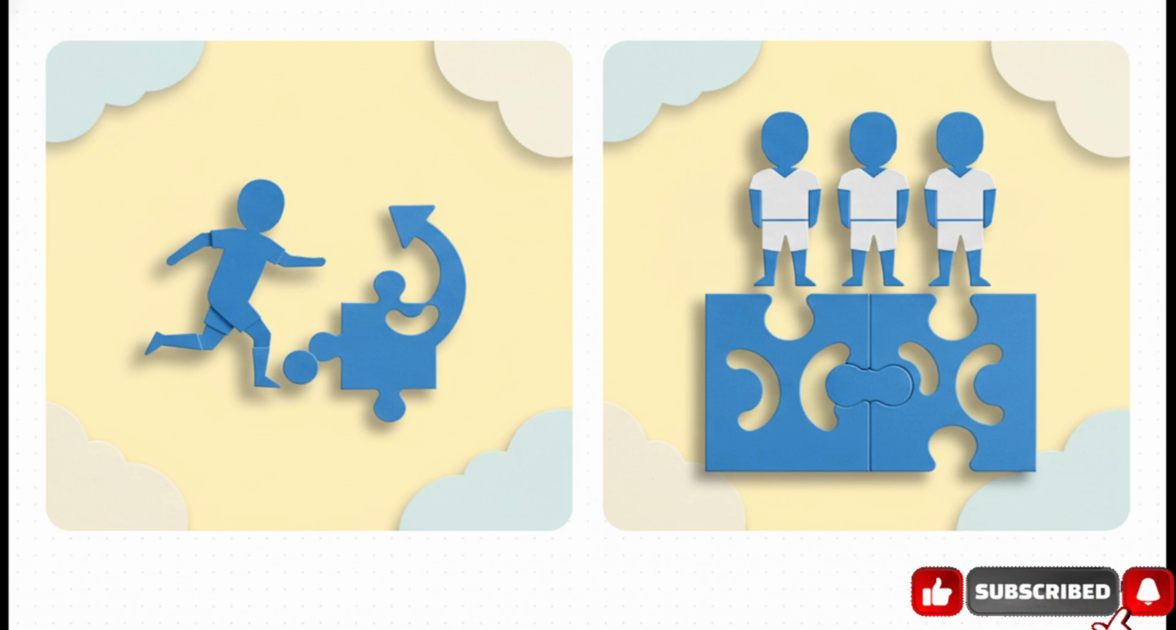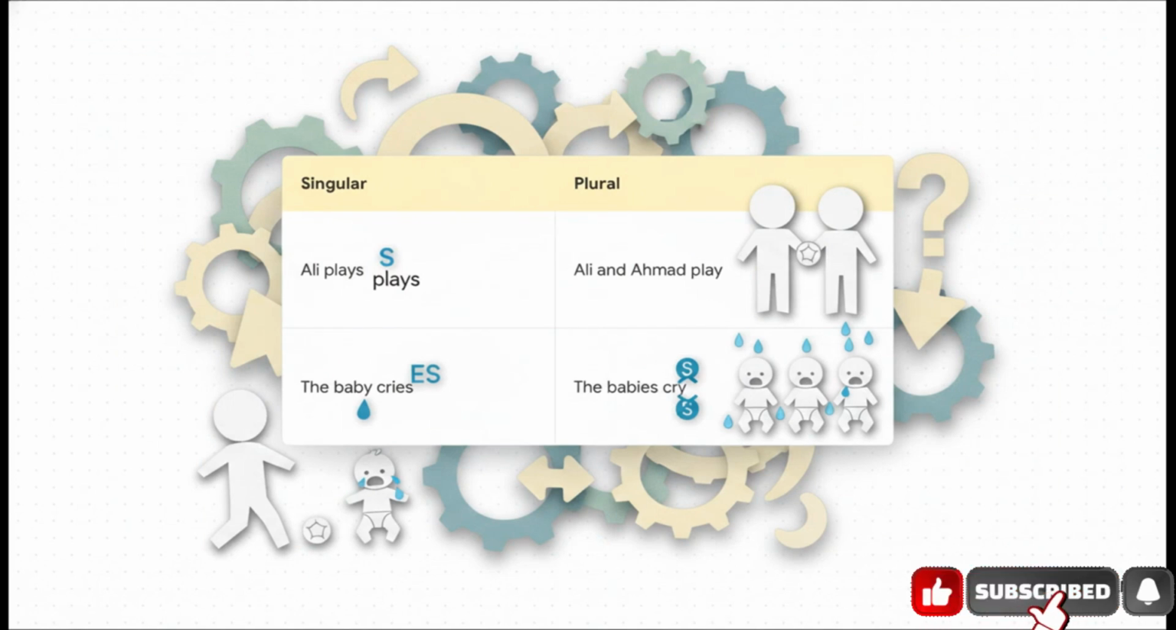A singular subject takes a singular verb, and a plural subject takes a plural verb. Basically, one person means one specific verb form, while a group requires a different plural form. Let's actually see this in practice. On the singular side, we have Allie plays and the baby cries. But look what happens on the plural side. It becomes Ali and Ahmed play and the babies cry. Do you notice the pattern there?